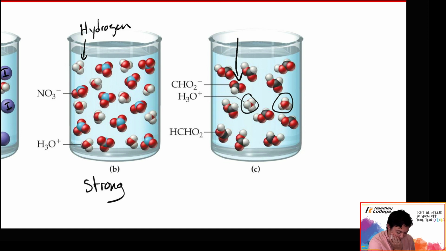I don't think there are 2 in there. There should be another one, I suppose, if it's going to be an accurate cartoon. But this is again because we only have partial ionization. This is a weak acid.